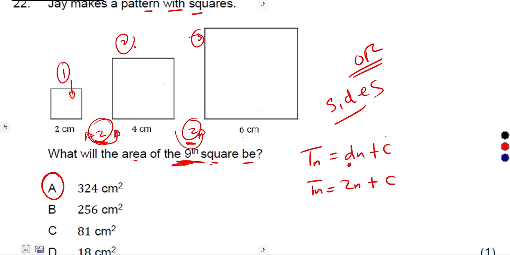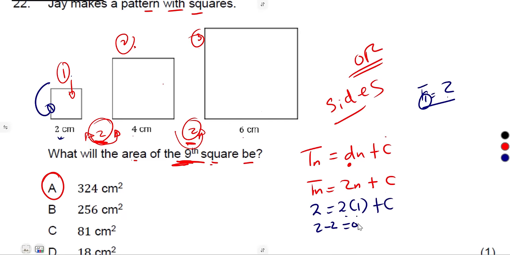I must find the value of c. I can use the first term. T1 is equal to 2. So if T1 is equal to 2, substitute that and find c. So 2 is equal to 2 times 1, that's a 2. So 2 minus 2, that's a 0, which gives us c. So c is simply 0. So meaning to say Tn is equal to 2n.